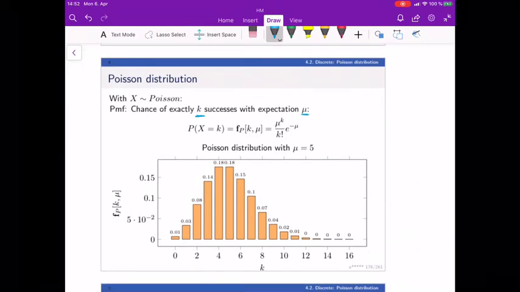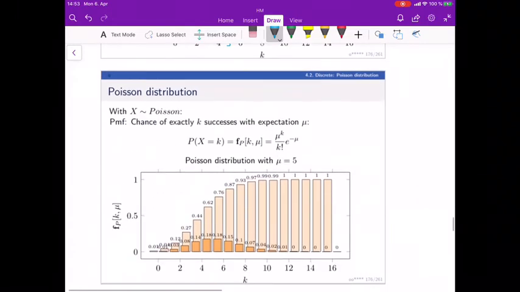So if we have an expectation of 5 here, then it's not unreasonable that 5 is like at the peak of this distribution. It's like the highest probability, but then we could also expect a bit less or a bit more. Seems fairly symmetric. The CDF again looks like that. There's not much to say about this one.